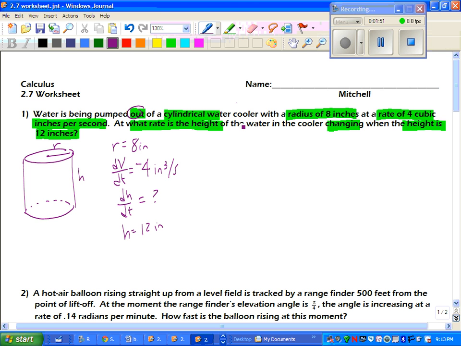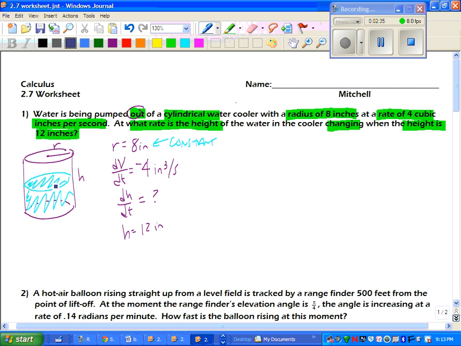So it tells us this radius is 8. We've got r, dv/dt, dh/dt, we've got h. There's no dr/dt, but if you think about it, is this radius ever changing? Doesn't matter where the water level is, even if it's right here. The radius is going to be the same no matter what level the water is. So the radius is constant. We don't need a dr/dt when something's constant.